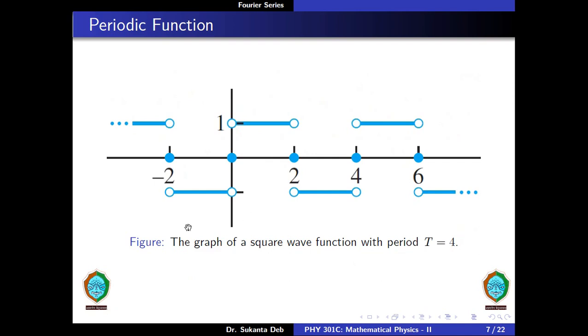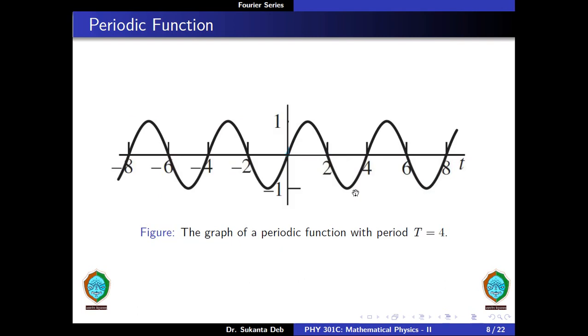Now this figure shows a graph of a square wave function. We can see the same pattern is also repeating in an identical fashion towards the right as well as towards the left. Therefore, this function has a period equal to 4.